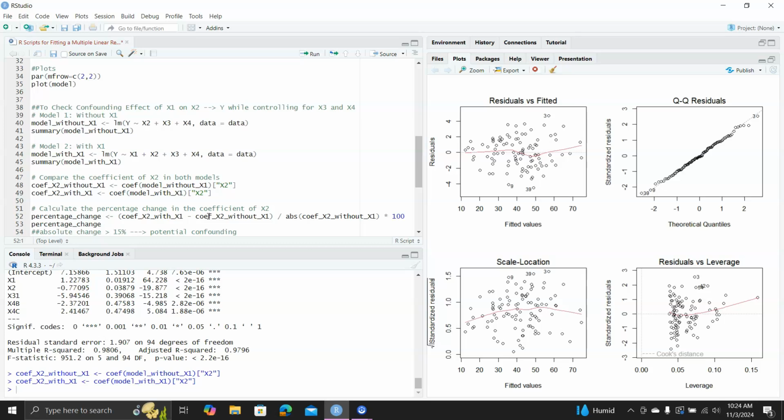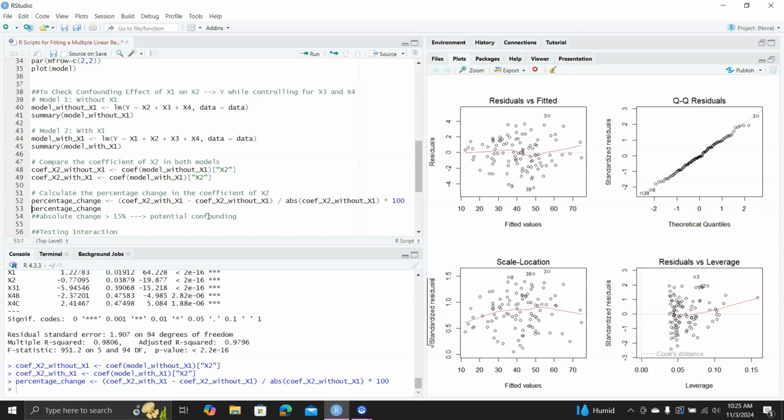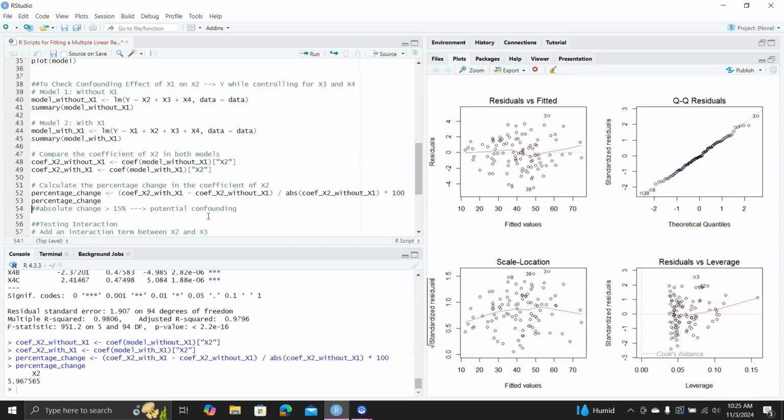And then we can calculate the percentage of change, which is the absolute change multiplied by 100, and we can print it out. The rule of thumb is if this absolute change is above 15%, then it may indicate a potential confounding effect. Okay, so here in this hypothetical example, the absolute change is like 5.9, so it's a very, very strong potential confounding effect. Okay, but you know we're using a synthetic data set, so don't take this too seriously. Okay.